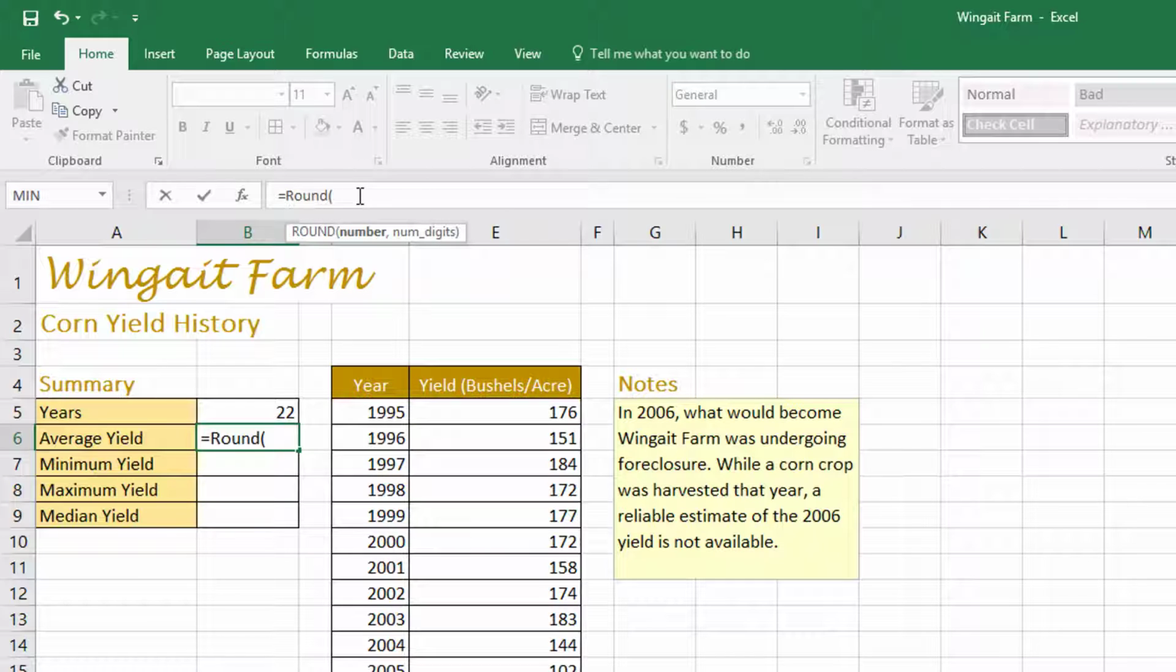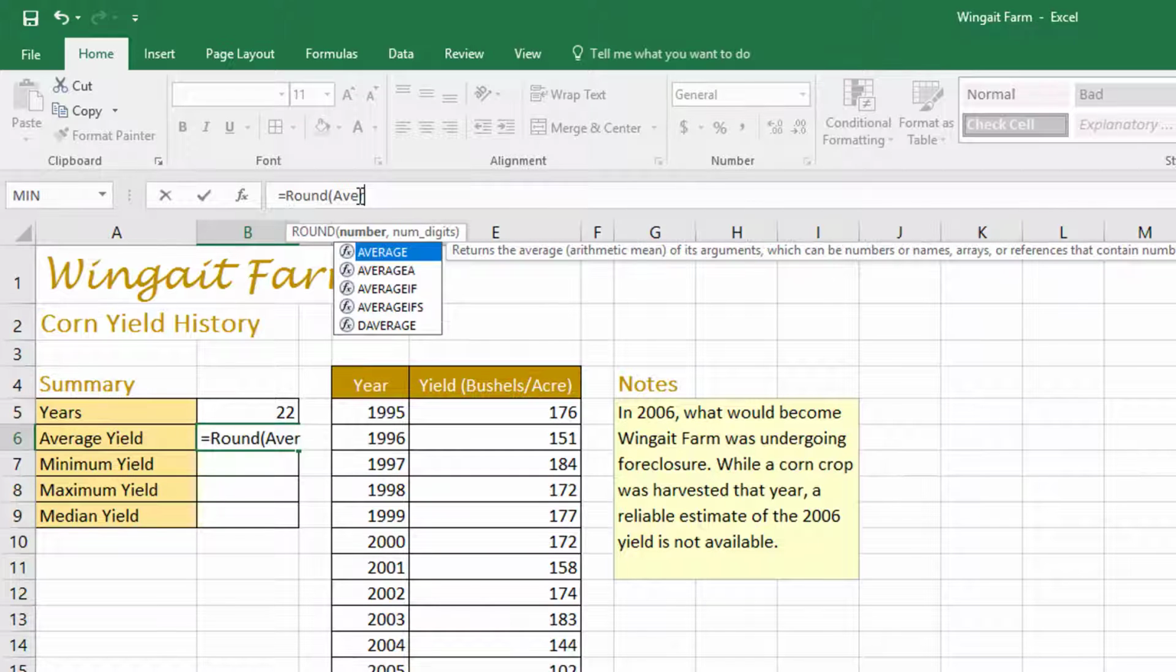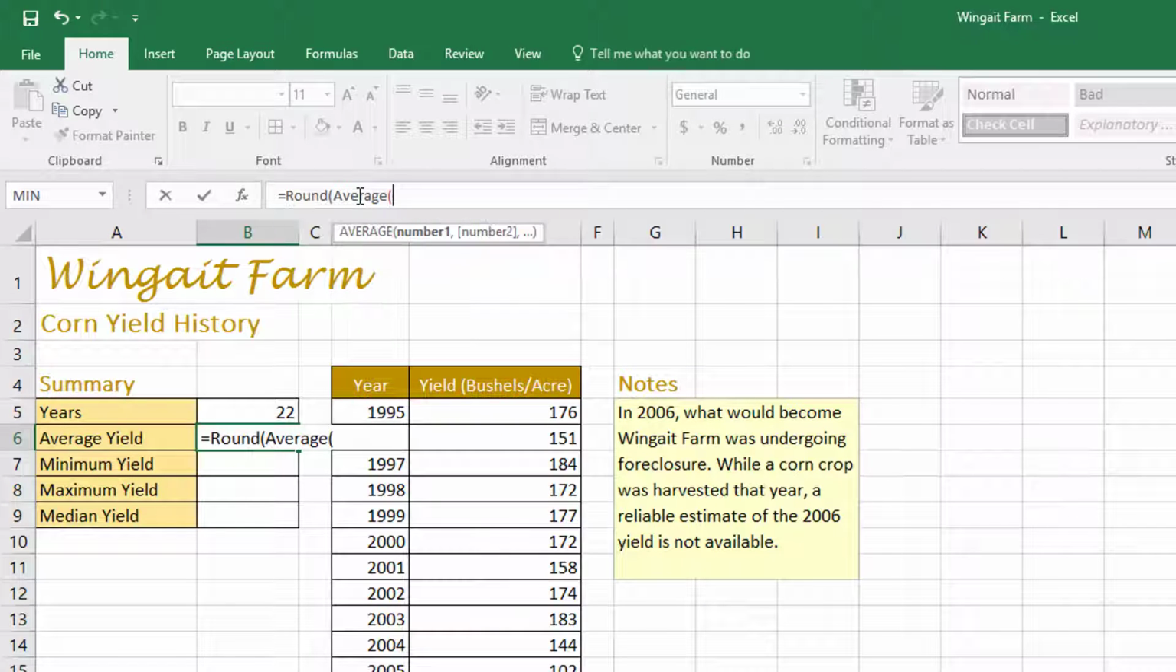So you see in the description here, you need a number, and then how many digits you want to round it to. So the number we're going to get is from the average. So we're going to type in average, and then we're going to do that cell range again. So we're going to get the average number from here. So we've closed out the average function. That's complete. But we also need to close out the round function. So we have to do comma and 0, and then close that bracket.